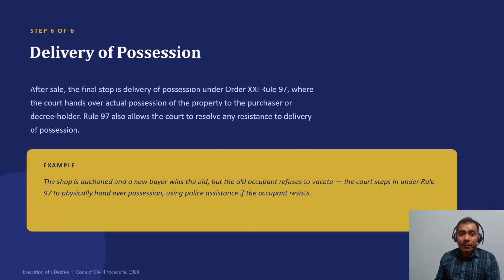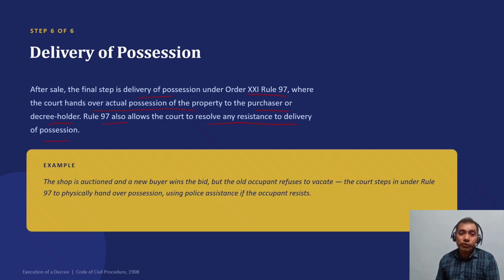Then comes step number 6, delivery of possession. After the sale, the final step is delivery of possession under Order 21, Rule 97, where the court hands over the actual possession of the property to the purchaser or the decree holder. Rule 97 also allows the court to resolve any resistance to delivery of possession.